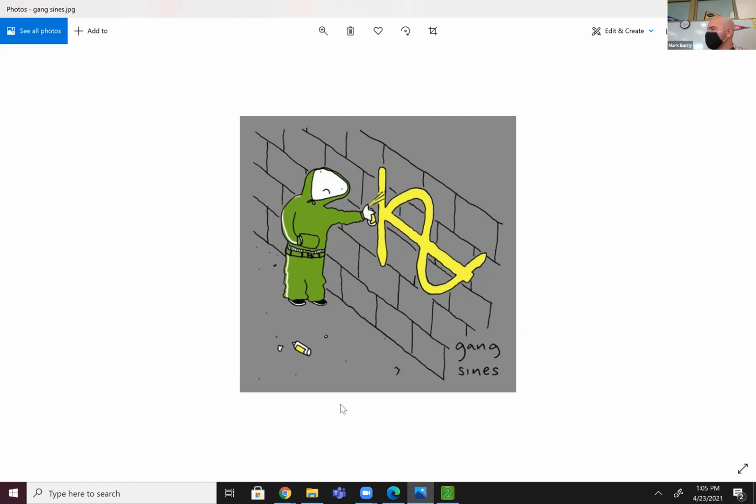So apparently this graffitier, at least he knows that the sine graph starts at a midpoint and goes up and then down from there. So good knowledge of his trigonometric graphs on his graffiti. Awesome.